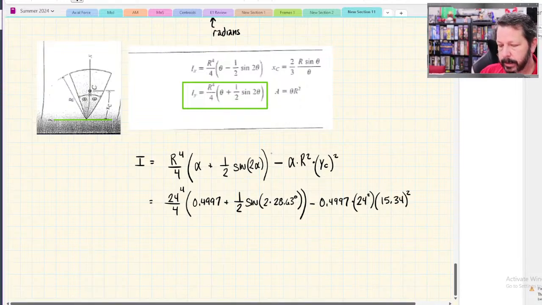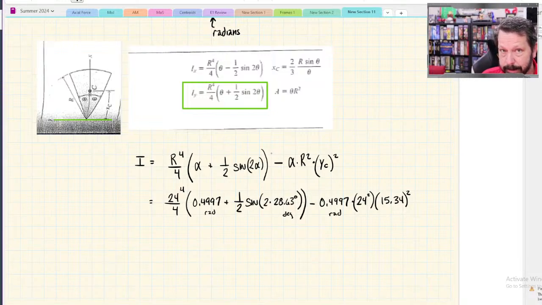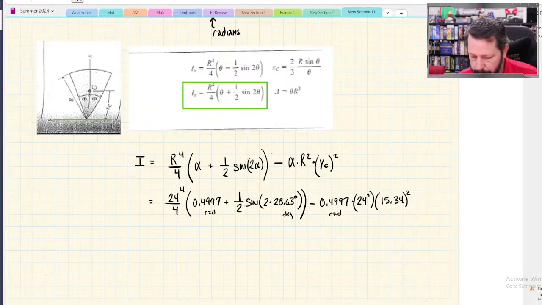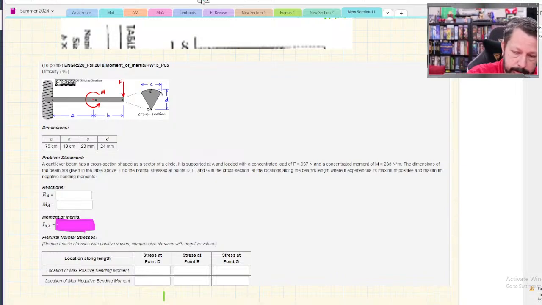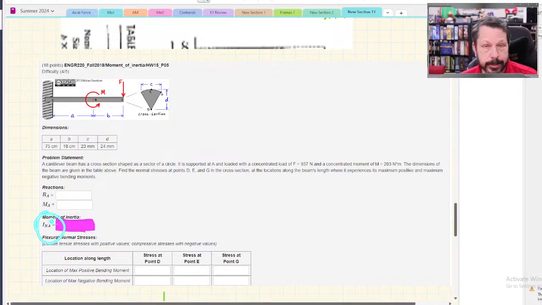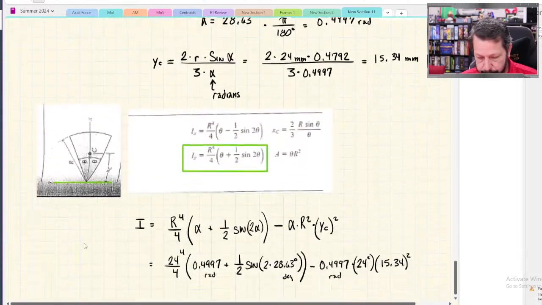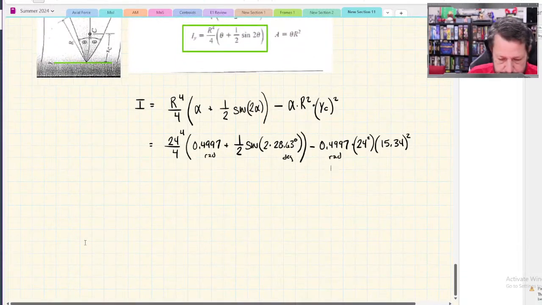Okay, so all of our units are millimeters. I've got radians where they need to be, so this one's radians, this one's degrees, that one's radians. I think if we plug all these things in, we can calculate the moment of inertia about the centroid, which is what we want. Well, the problem said moment of inertia about the neutral axis, NA right here, and so that's the centroid. Okay, let's see if we can get this to work.